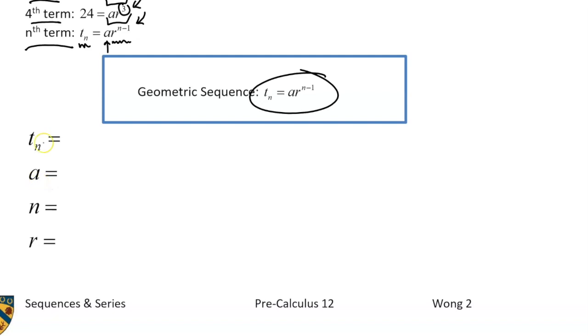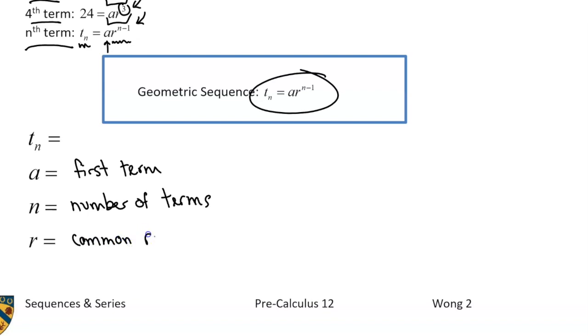I'll start off by listing what each is. A is going to be our first term. n is going to be the number of terms. r is going to represent the common ratio. And t of n is going to represent, well, it's our answer, but I like to call it our last term. It's what you're finding, the last term in the list of whatever they're asking for.